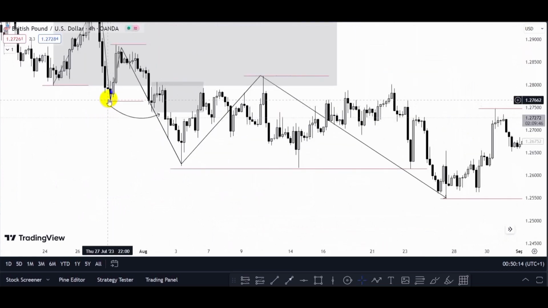And then you would see that price took out the sell side liquidity, and then we have a pullback to mitigate the order flow. And then we see price again push further to the downside.